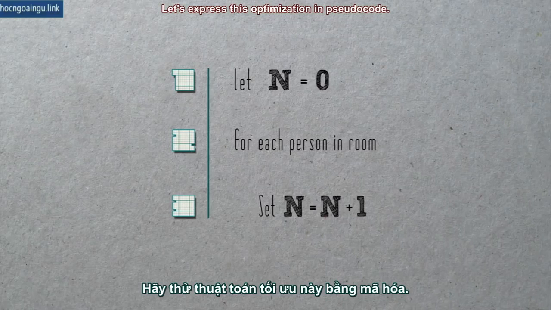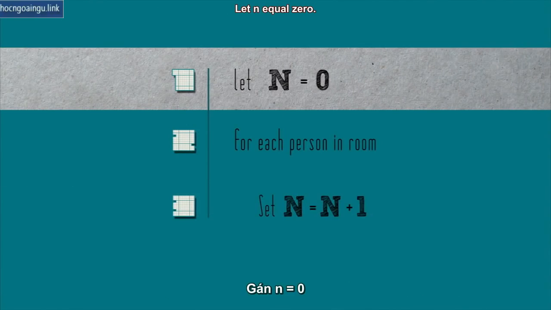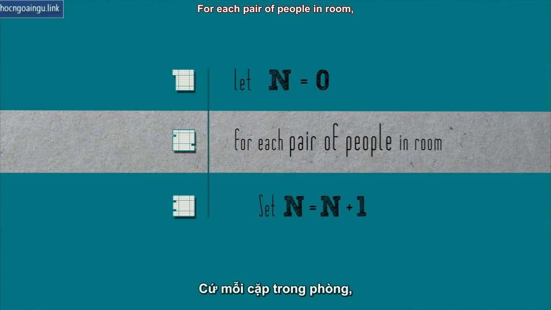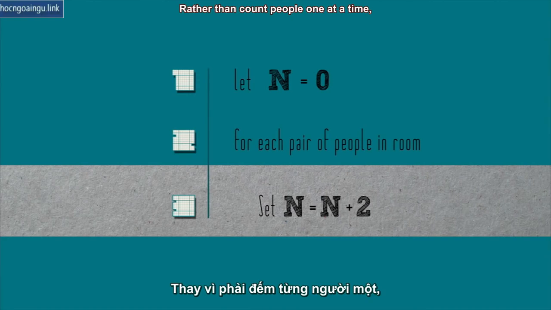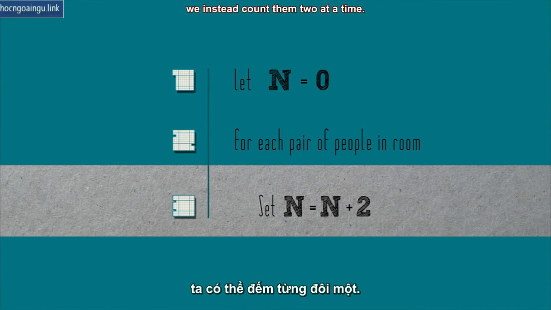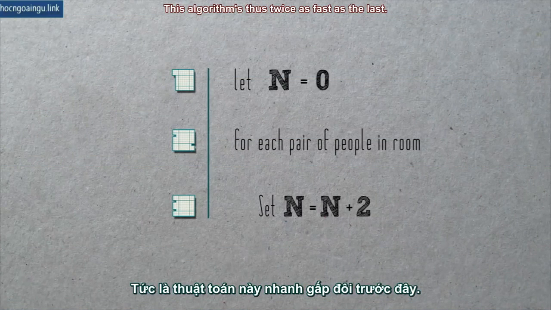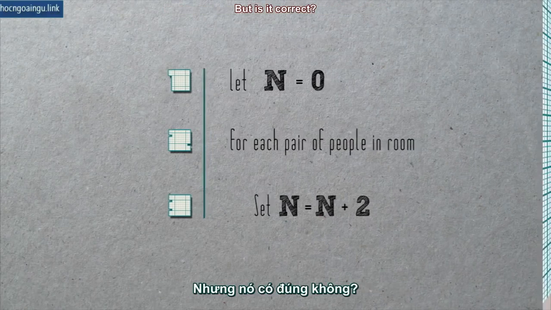Let's express this optimization in pseudocode. Let n equal 0. For each pair of people in room, set n equal to n plus 2. Pretty simple change, right? Rather than count people one at a time, we instead count them 2 at a time. This algorithm's just twice as fast as the last. But is it correct? Let's see.